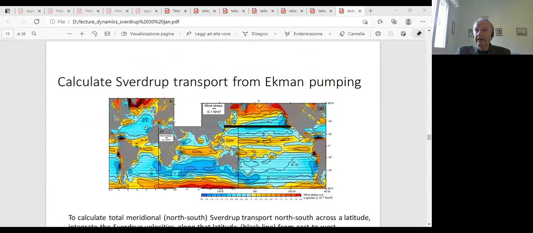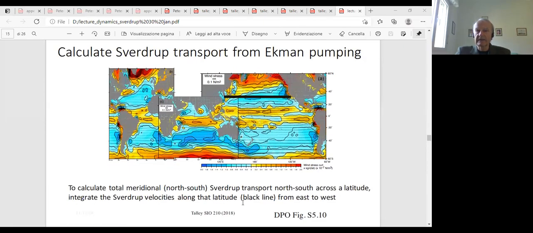And obviously, then we can calculate the total meridional north-south transport across a certain latitude, and integrate the Sverdrup velocities along that latitude. And for example, here, if you integrate from here to here, obviously from east to west, this has to be 0. Whatever is going northward has to go southward in a first approximation.